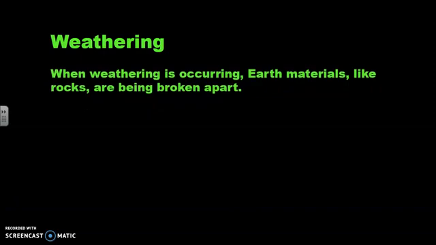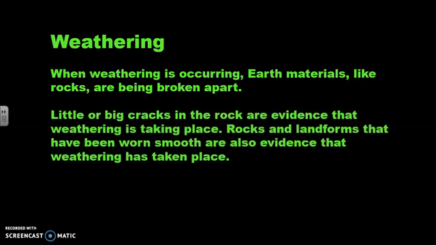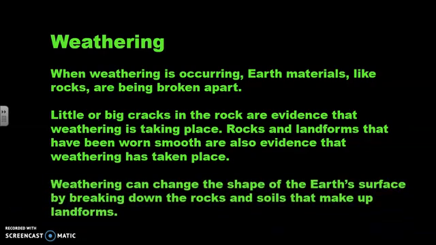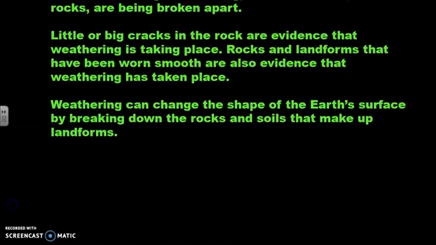Weathering. When weathering is occurring, Earth's materials, like rocks, are being broken apart. Little or big cracks in the rock are evidence that weathering is taking place. Rocks and landforms that have been worn smooth are also evidence that weathering has taken place. Weathering can change the shape of the Earth's surface by breaking down the rocks and soils that make up landforms.